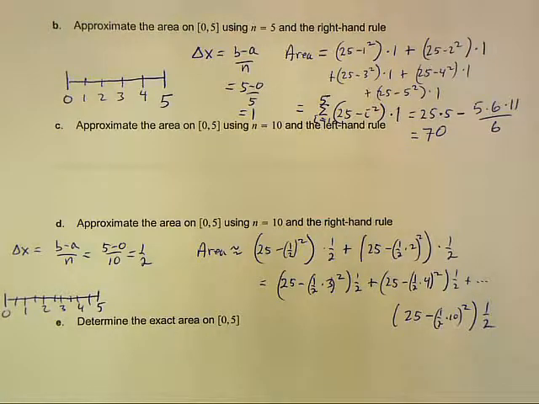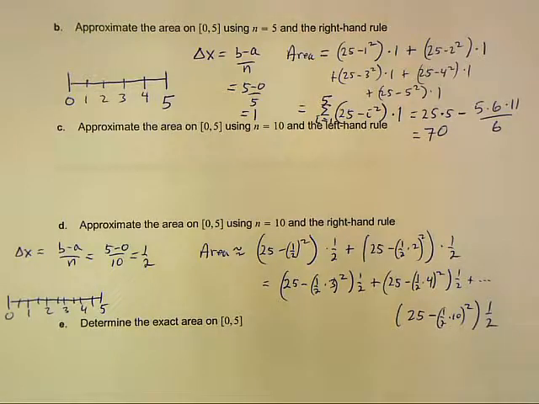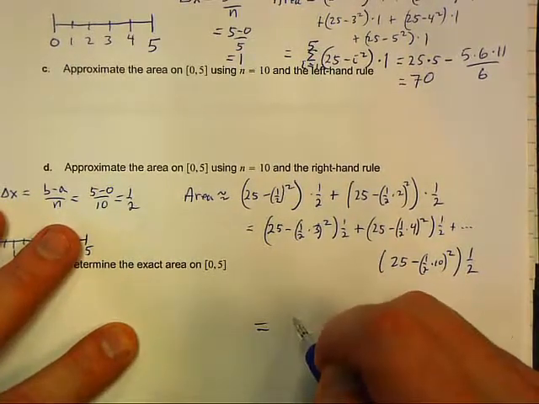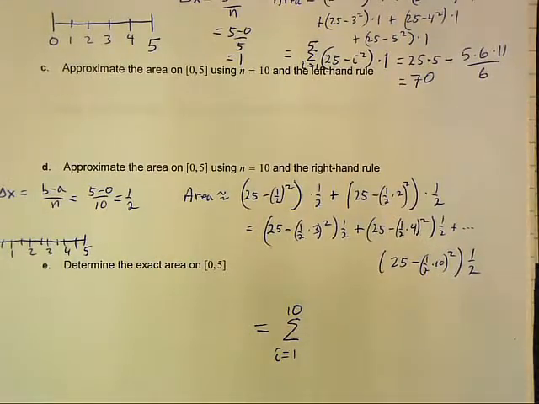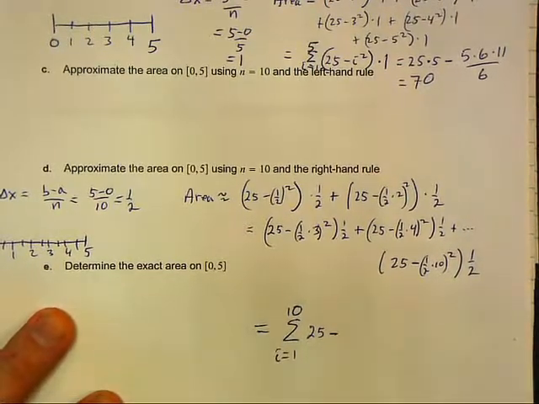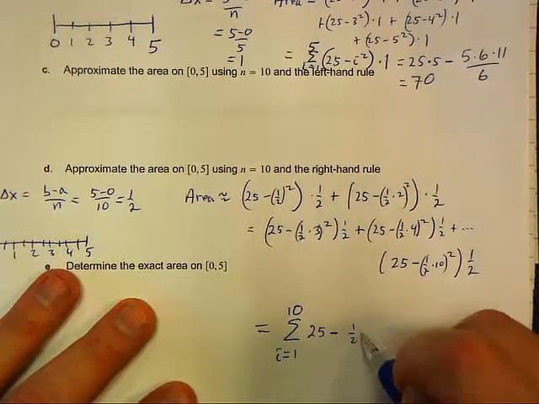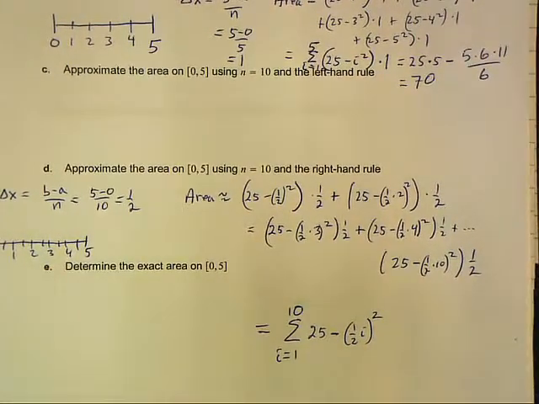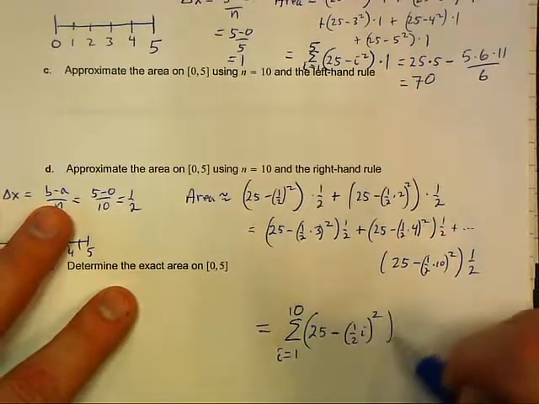So now, again, I have a choice. I could grab my calculator and type this up, and I'd have to type in 10 things. It'd be kind of a pain in the neck. Or I could write it as a summation. So I'm going to have the sum from i equals 1 to 10 of 25 minus 1/2 i squared. Perfect. Why 1/2 i squared? And then, absolutely, the whole thing still needs to be multiplied by a half.